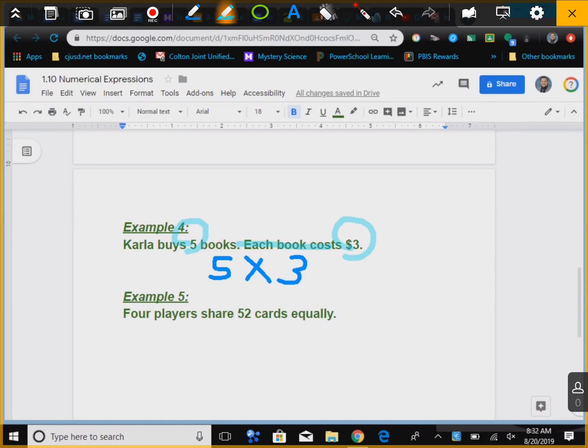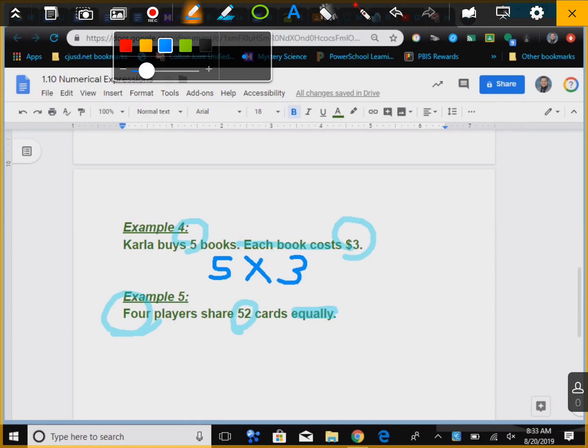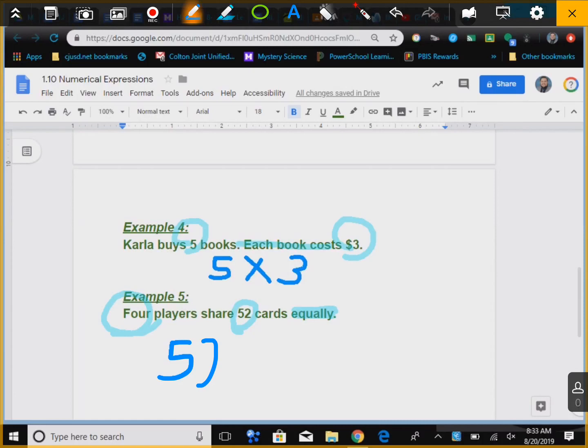This one: 4 players share 52 cards equally. Some of you might not have seen 4, our first number. They might write out the number. They might trick you. So you have to see, okay, I see the word "four," and that's one of the numbers I'm going to use. And then "equally" tells you that you need to divide. 52 is the number that you're going to divide equally, because there are 52 cards being divided among the 4 players. So each player is going to get a portion of that. The key word there is "equally." That tells us I have to divide. So you really have to read these carefully.